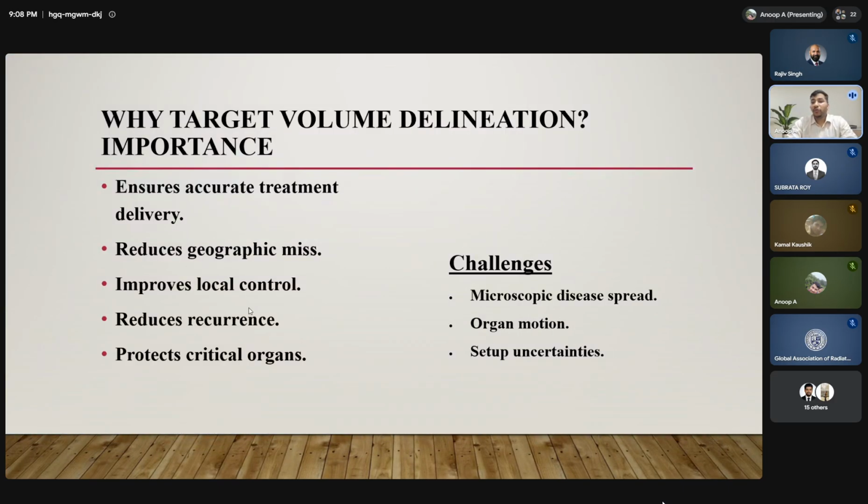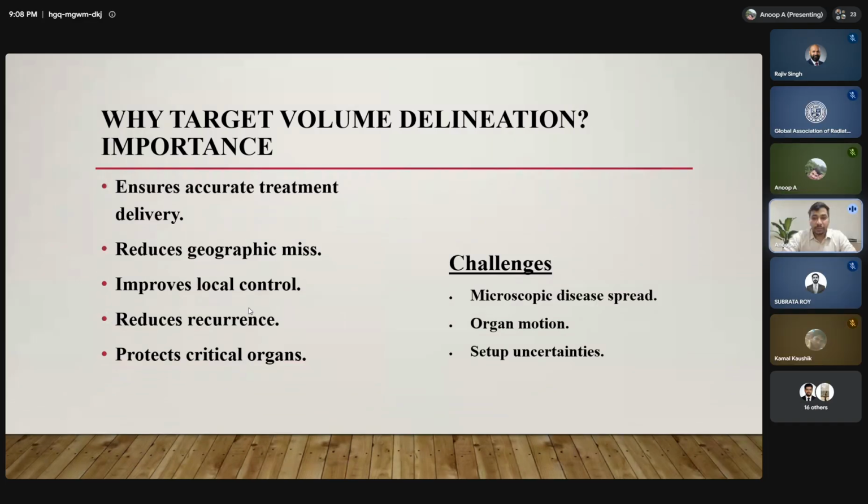Why target volume delineation? What is the importance of target volume delineation? The first point is to ensure accurate treatment delivery. Everyone knows our goal is the proper treatment. We need to treat the patient properly. That's why the first point is ensure accurate treatment.